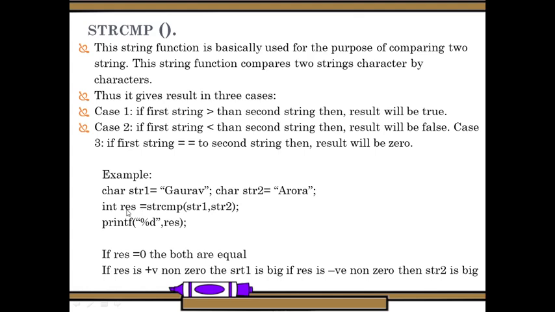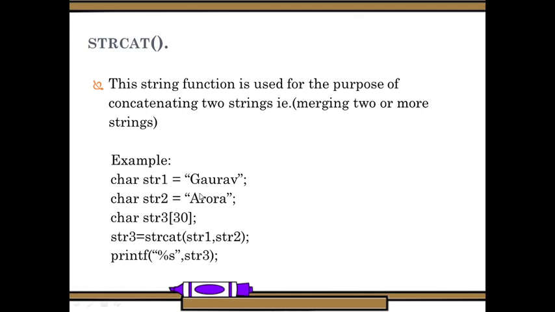Int result is equal to string comparison of str1 and str2. Then string 1 is greater than string 2, and they are not matching. If it is not matching, it results in a positive non-zero element. So why are we taking it as an int? Because it returns integer values: positive non-zero element, negative non-zero element, and 0. Thus we are using the string comparison function in this way.